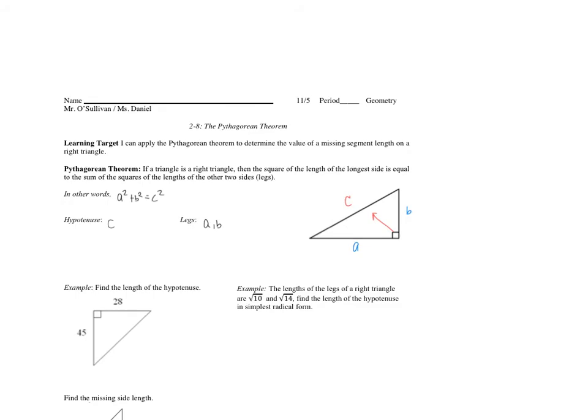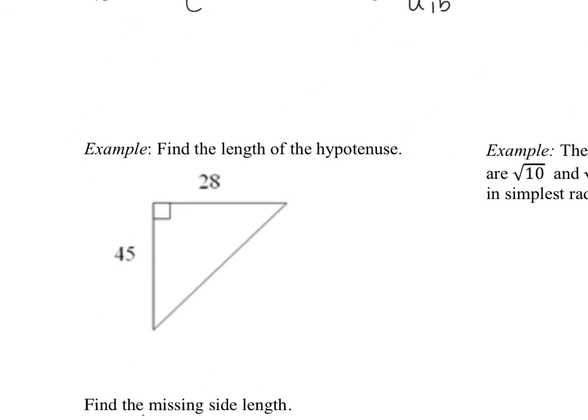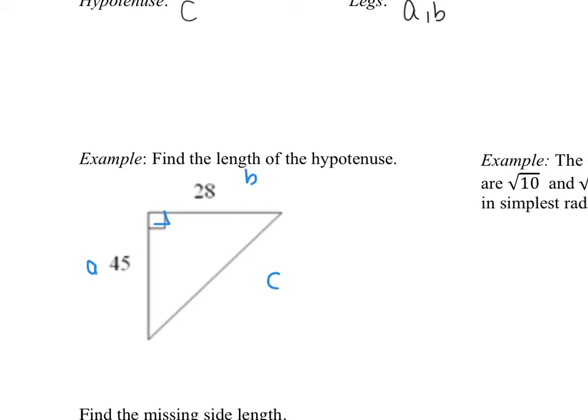Let's see how we actually use this theorem. Find the length of the hypotenuse. Well, whenever you have a right triangle, you'll see this little right angle in here. What I like to do is label my side lengths A, B, C. I don't know what C is, so I'm going to put an X here. So I can use the Pythagorean theorem to solve for X.